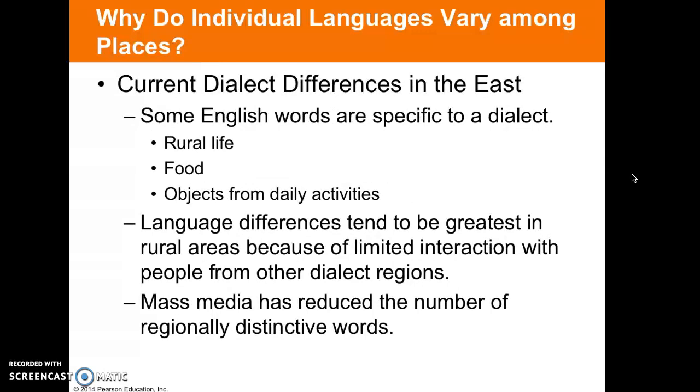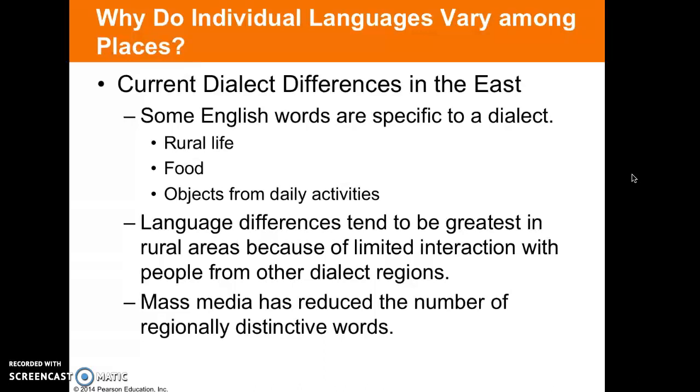So what are some current dialect differences in the East? English words specific to a dialect usually refer to rural life because they don't have as much contact with larger urban areas. Food, so you could recognize the dialect differences in the United States by talking about food. And objects from daily activities. Language differences tend to be greatest in rural areas because of limited interactions with people from other dialect regions. So we're talking again about that distance decay. But mass media or time-space compression has reduced the number of regionally distinctive words.